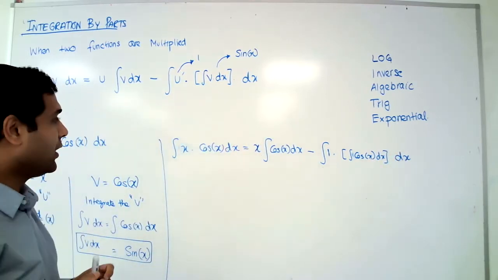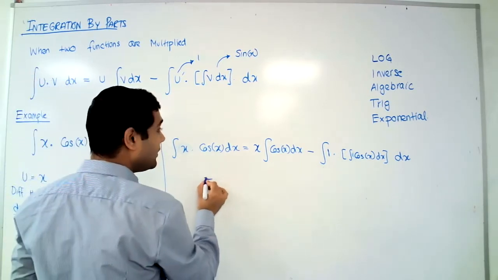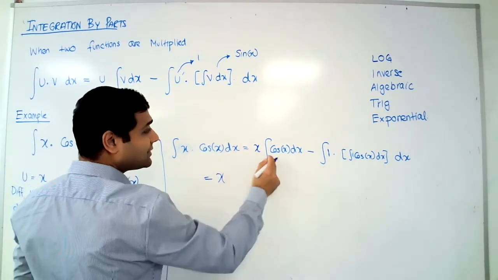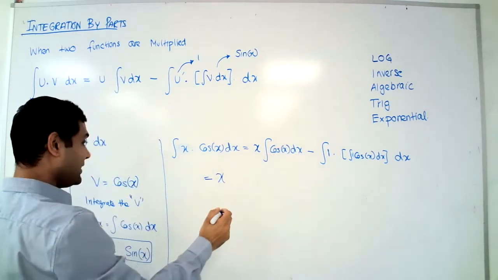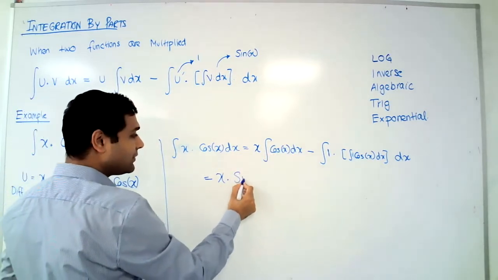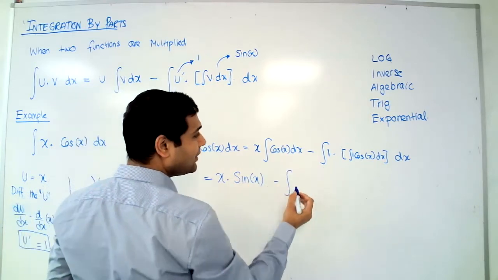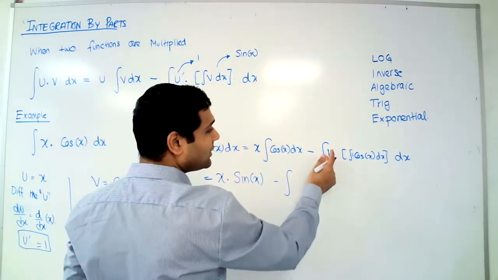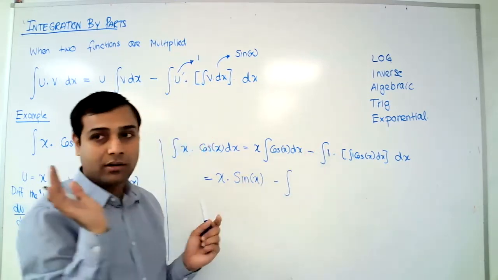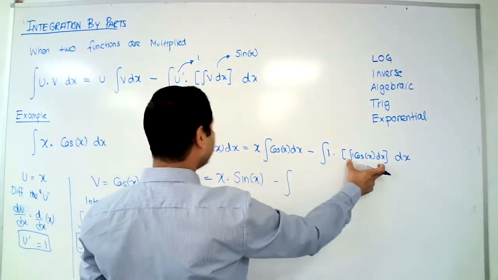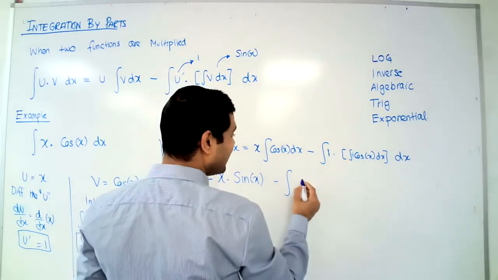Okay, now let's do this one. x is just x. This thing we already calculated, it's sin x. So x dot sin x minus, this will be, that's just 1. The 1 comes out, it's a constant. Now this one, I've done that one. This one is sin x.